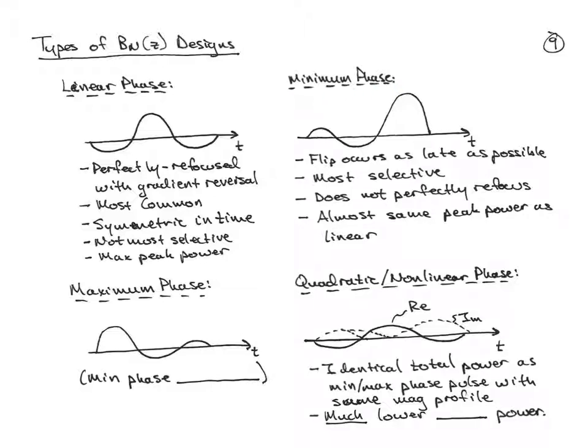The minimum phase pulse is an alternative that can be used for saturation or inversion. In this pulse, the flip occurs as late as possible for a given target beta profile or amplitude profile. That is, most of the energy is concentrated at the end of the pulse, so that's when most of the flip happens. It's the most selective beta filter that we can design. That is, it gives you the sharpest, narrowest transition regions in the profile for a given pulse duration. It does not perfectly refocus because it leaves a small nonlinear phase that can't be refocused with gradients. It has almost the same peak power as the linear case.